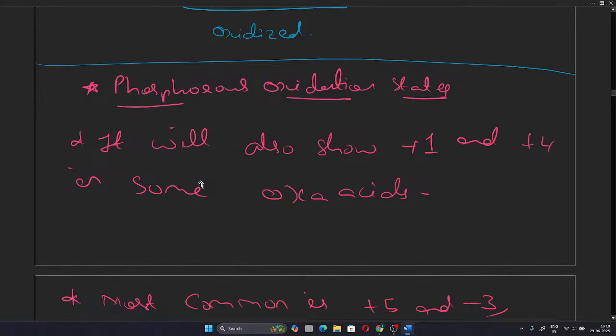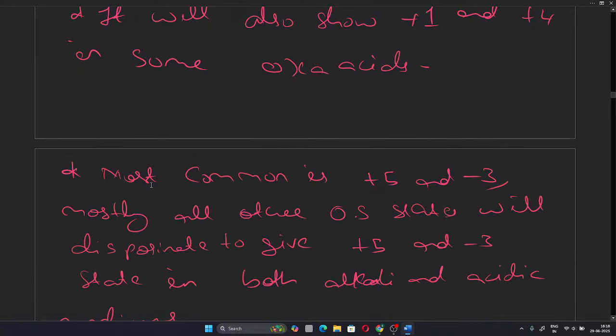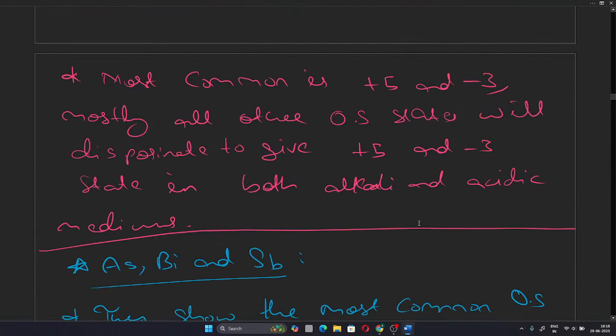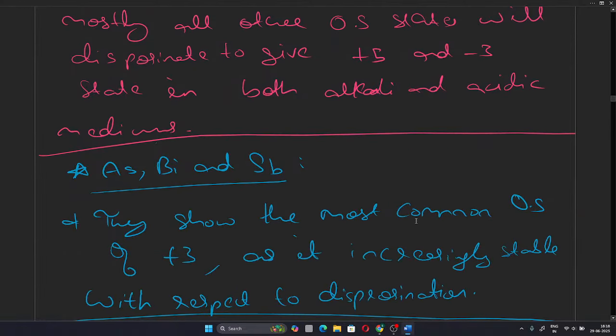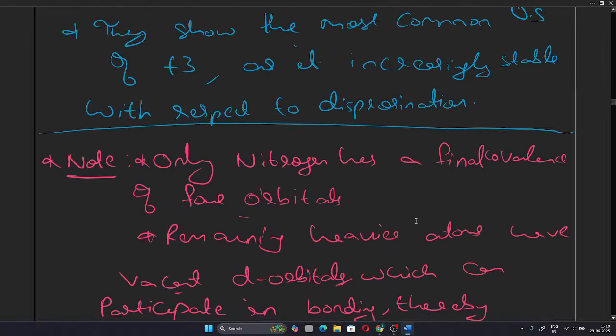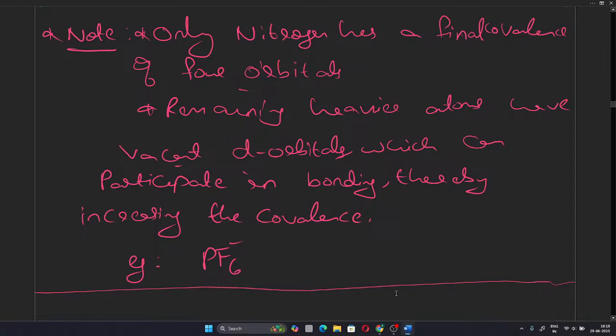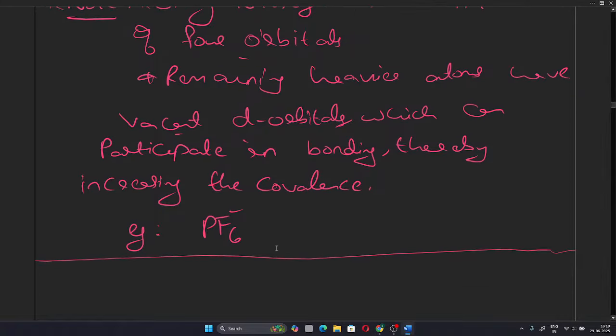Phosphorus oxidation states: it will also show +1 and +4 in some oxoacids. Most common are +5 and -3. Mostly all other oxidation states will disproportionate to give +5 and -3 states in both alkali and acidic mediums. Arsenic, bismuth, and antimony show the most common oxidation state of +3, as it has increasing stability with respect to disproportionation. Only nitrogen has a maximum covalence of 4 because of its 4 orbitals. The remaining heavier atoms have vacant d orbitals which can participate in bonding, thereby increasing the covalence.